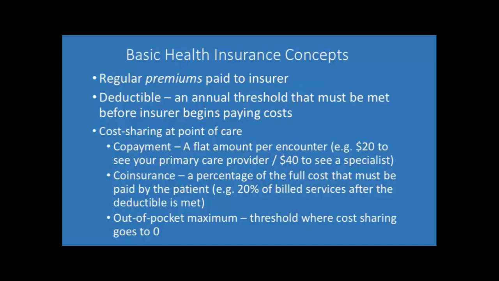There is an out-of-pocket maximum, which is sort of a safety valve. It's a threshold where your cost sharing goes to zero. So in other words, your co-insurance becomes 0% above some certain level. And that's just to prevent catastrophic costs in the event that you have to have extensive care.